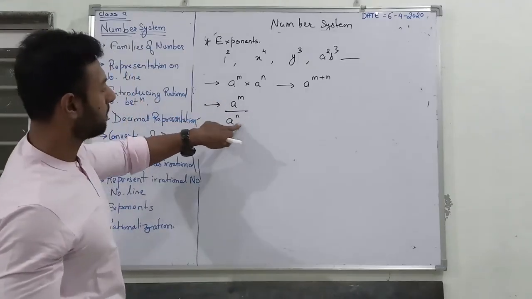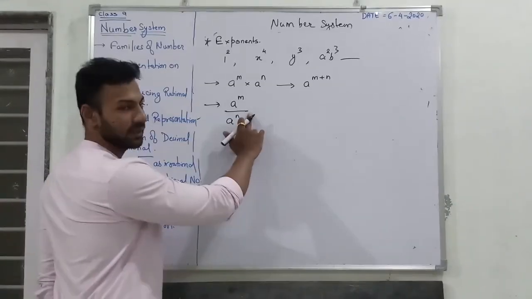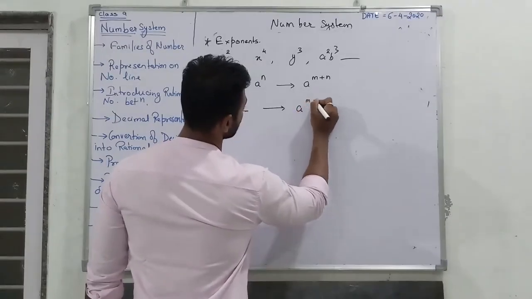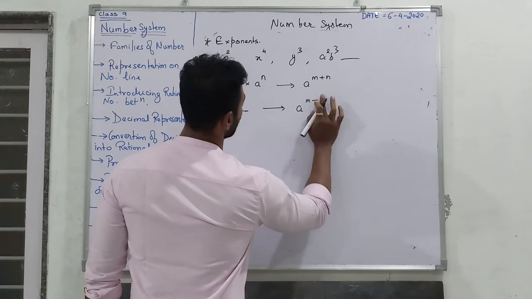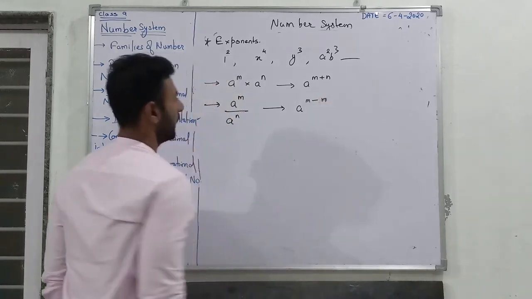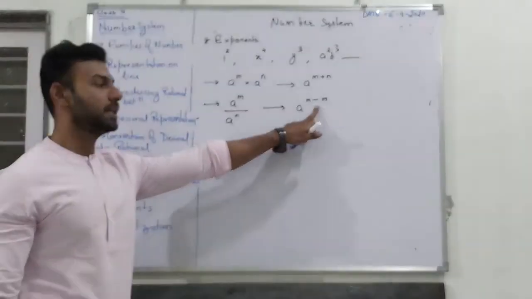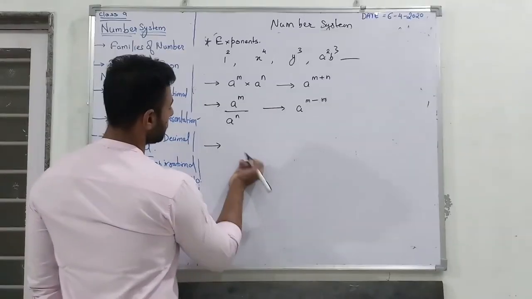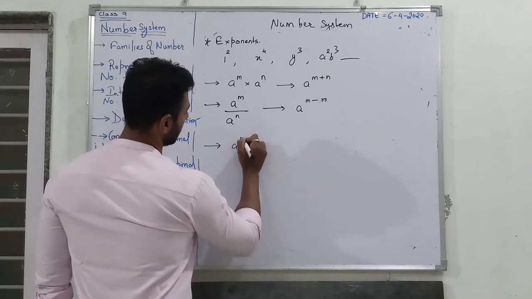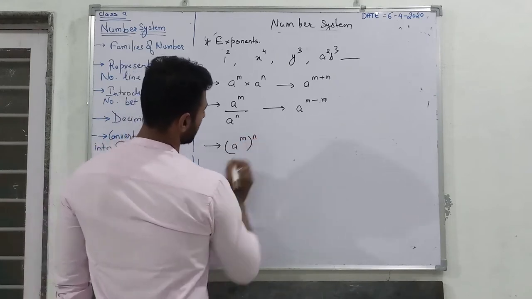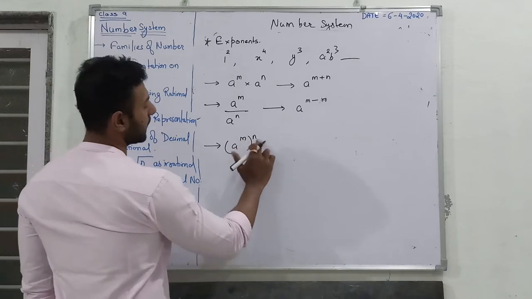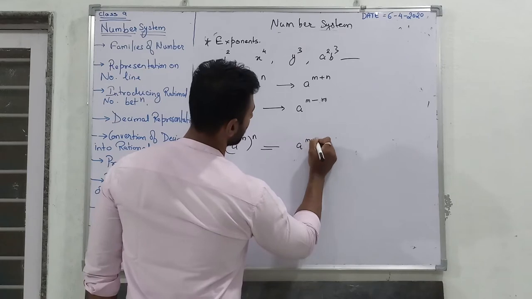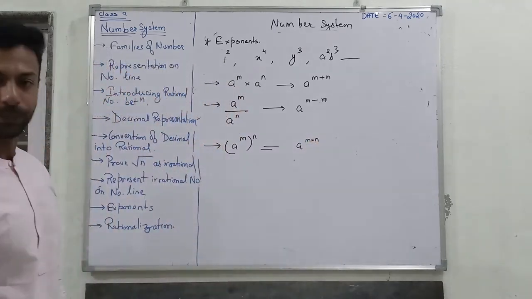Here the base is the same and the power is different, and we are having the division in between them. So they can directly be written as a to the power m minus n. If there is a division, there will be the minus between the m and n. Now the third property, a to the power m whole to the power n. So the base is a and the powers are m and n. So it will be a to the power m multiplied by n.